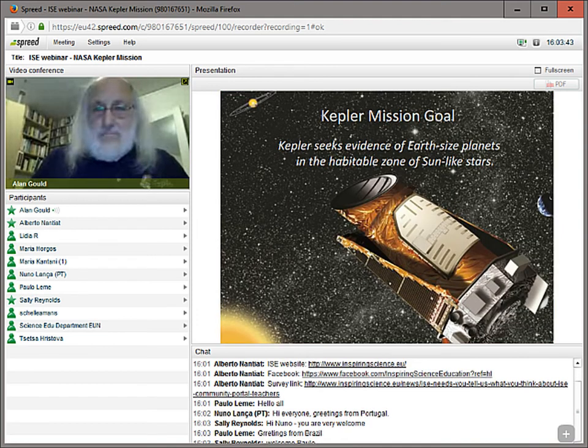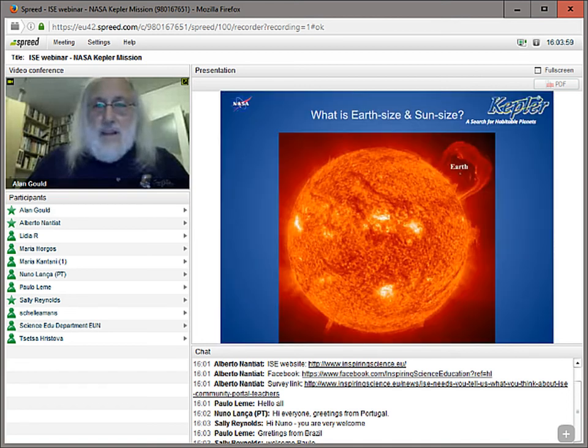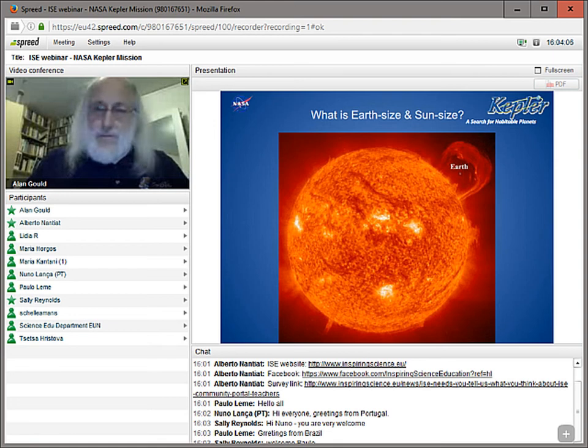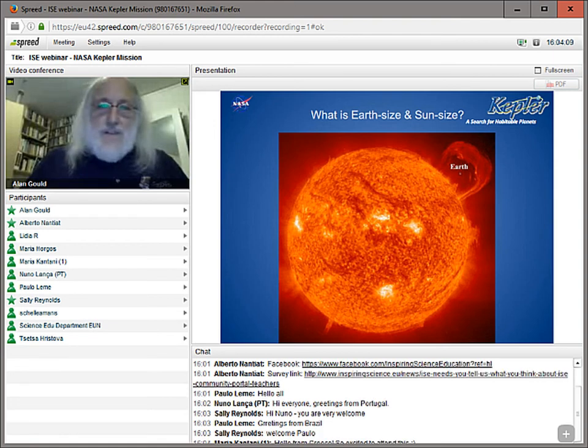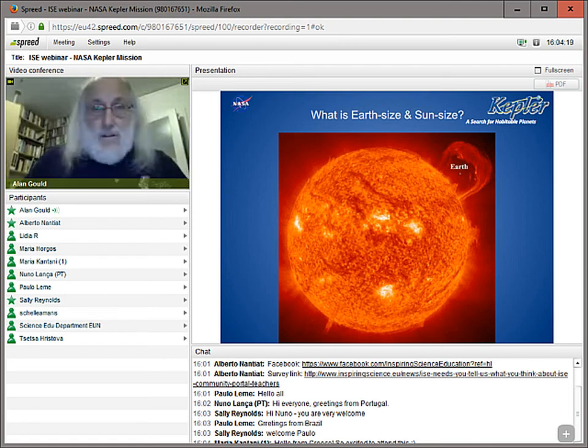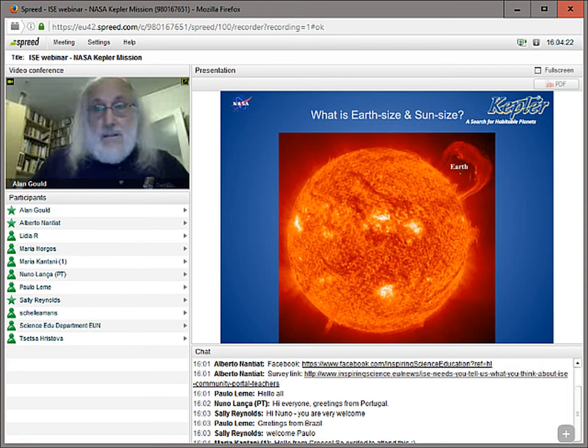Now, the Kepler mission basically has a very simple goal of finding Earth-sized planets in the habitable zone of Sun-like stars. Let's just take that apart a little bit. What do we mean by Earth-sized planet and Sun-like star? In this picture, you can see the Earth superimposed on an image of the Sun. It gives you the flavor of the size of planet that we're looking for, an Earth-sized planet in relation to a Sun-sized star. It's a daunting task to find planets that size around stars that are, well, the Sun is a dwarf star, but it's still pretty big compared to the Earth.